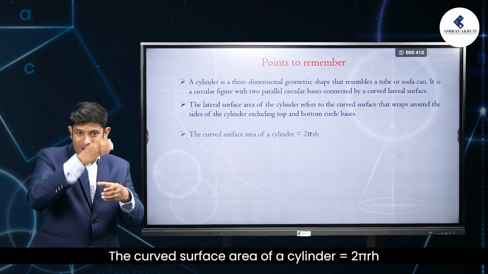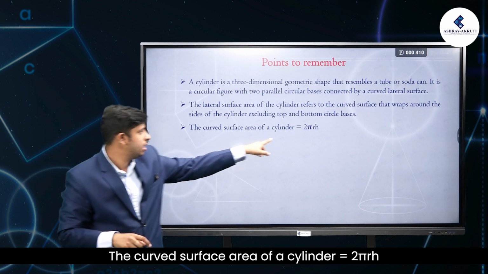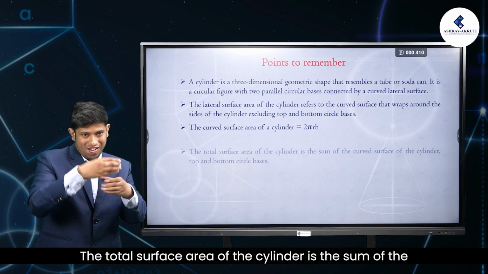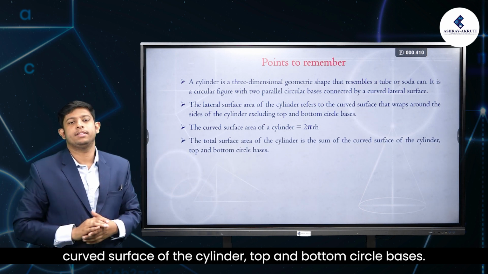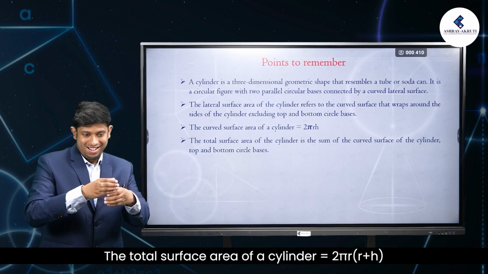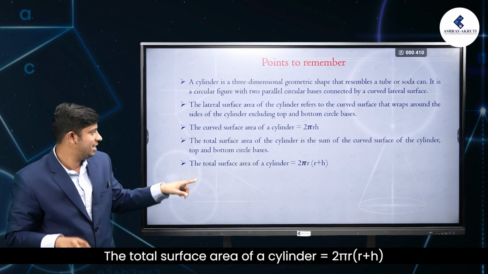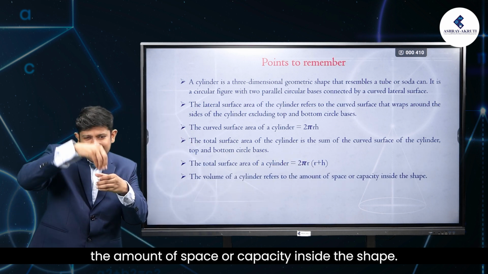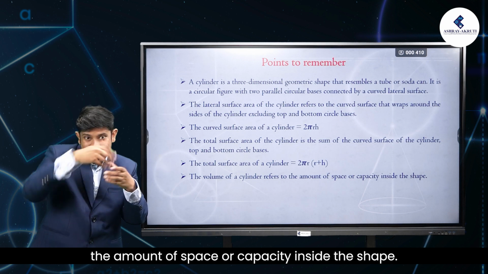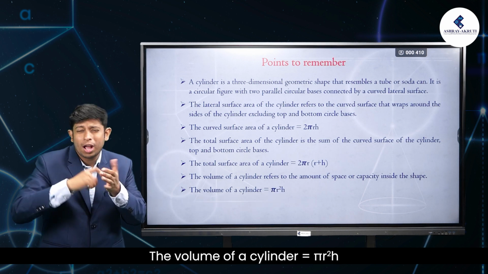The curved surface area of a cylinder is equal to 2 pi r h. The total surface area of the cylinder is the sum of the curved surface of the cylinder, top and bottom circle bases. The total surface area of a cylinder is equal to 2 pi r into (r plus h). The volume of a cylinder refers to the amount of space or capacity inside the shape. The volume of a cylinder is equal to pi r square h.